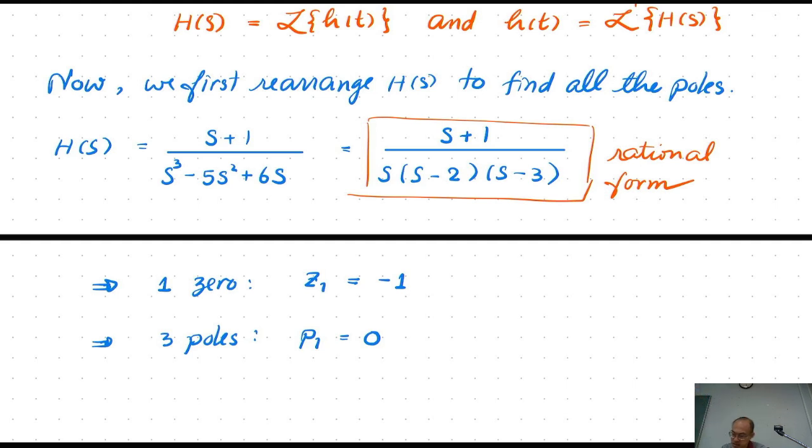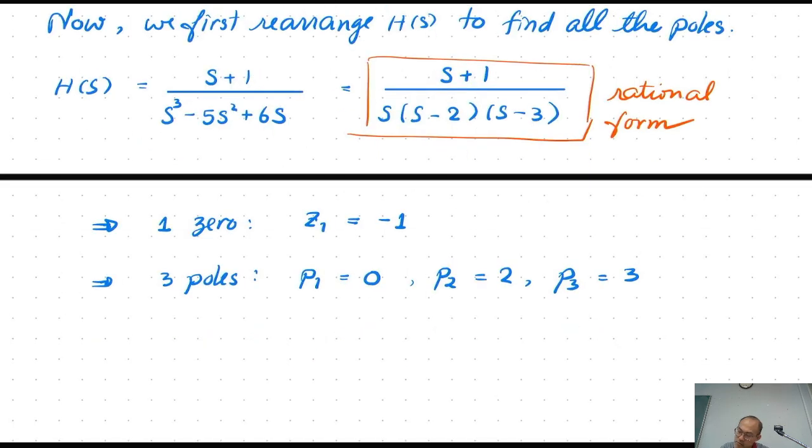So the second pole, P2, is at 2, and the third pole, that last one, is at 3. So there are 3 poles. Now, usually we don't care about the zeros. Zeros do not determine the characteristics of the system. It is the poles that determine the characteristics of the system. So usually we don't care much about zeros. The things that we care most are the poles. So the poles are much more important than zeros.